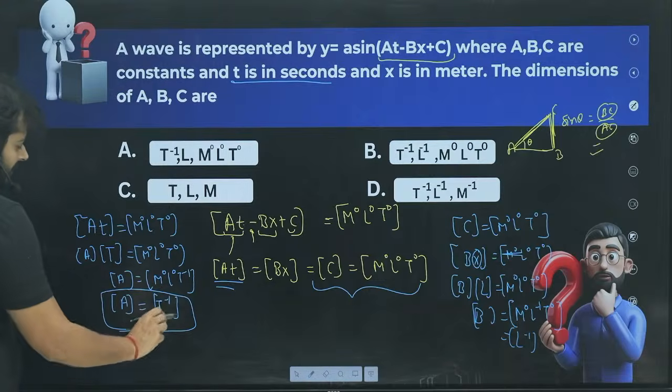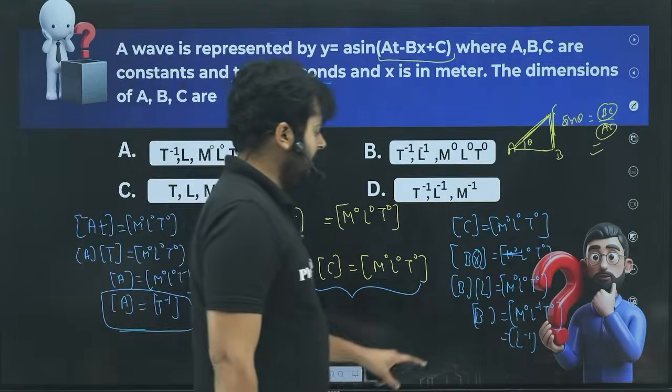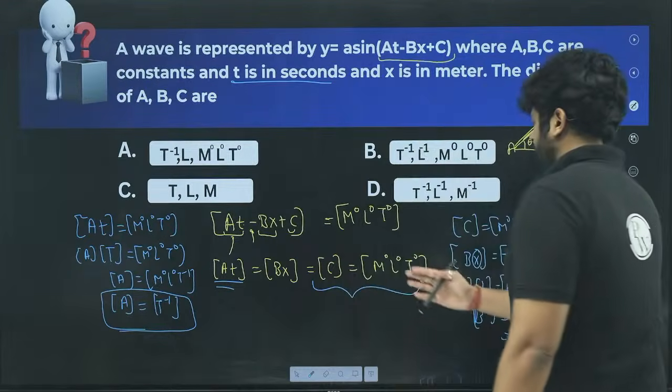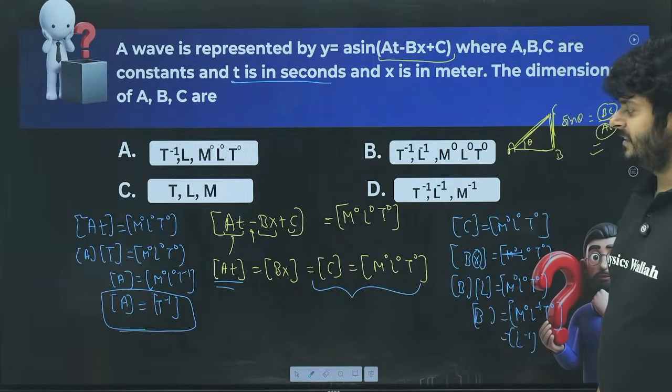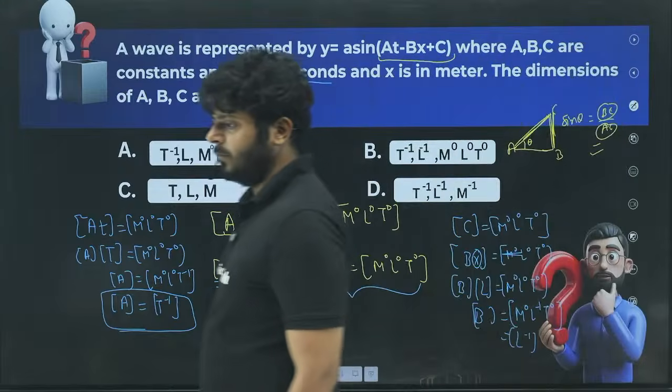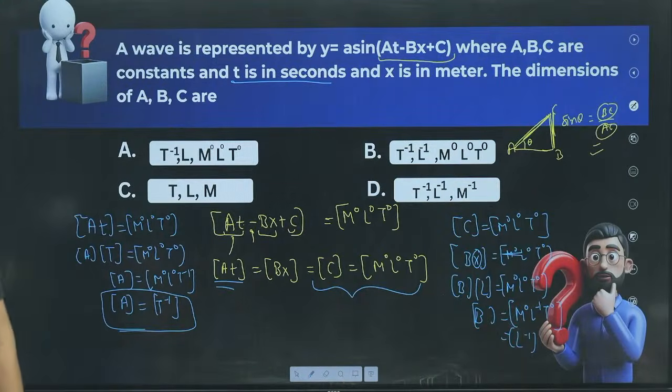I hope the idea is very clear. Dimension of A is T minus 1, dimension of B is L minus 1, and dimension of C is M0, L0, T0. So what will be the answer? Answer in the chat box, my dear kids.